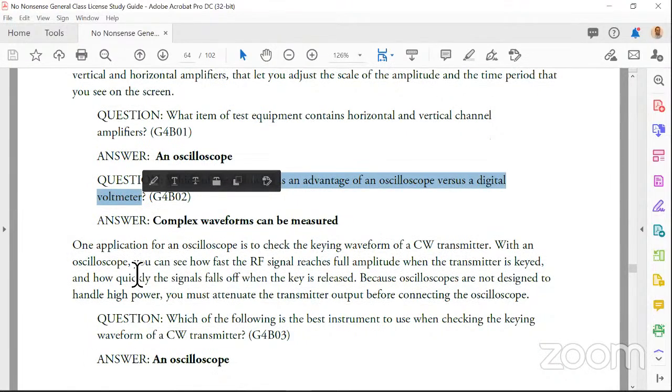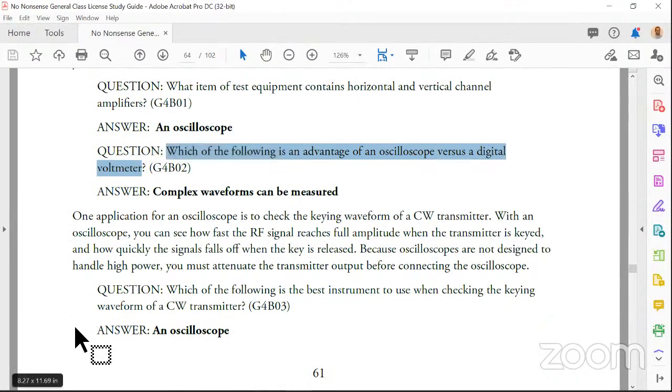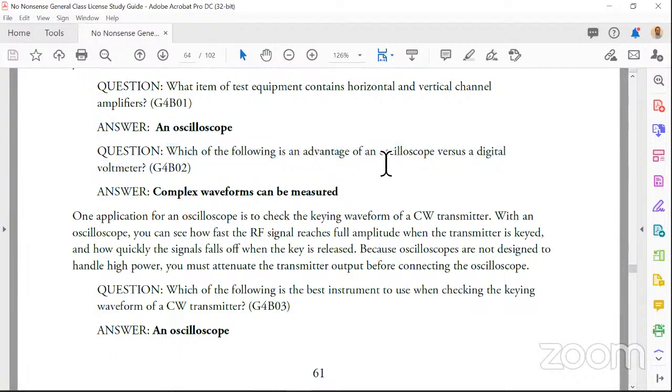Moving right along. Which of the following is an advantage of an oscilloscope versus a digital voltmeter? Okay, fair enough. What's an advantage of an oscilloscope? That's what they're asking us, compared to your regular digital voltmeter. We learned that you have a very nice graphical display, x-axis, y-axis, and you can see some complex waveforms as well as you can measure them. So that's the answer. Complex waveforms can be measured using an oscilloscope.